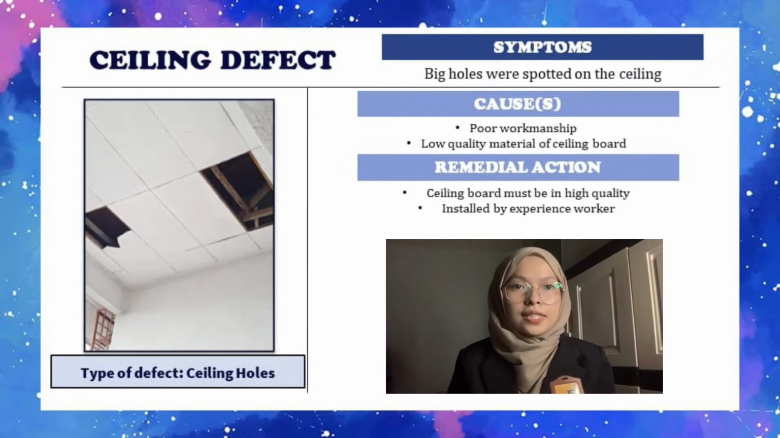The third one is ceiling defect, which the type of defect is ceiling holes. At the 10th floor of block 3, two big holes were spotted on the ceiling as the ceiling board had collapsed. This is due to the poor workmanship while installing the ceiling board, and it might be due to the low quality of ceiling board that had been used before this.